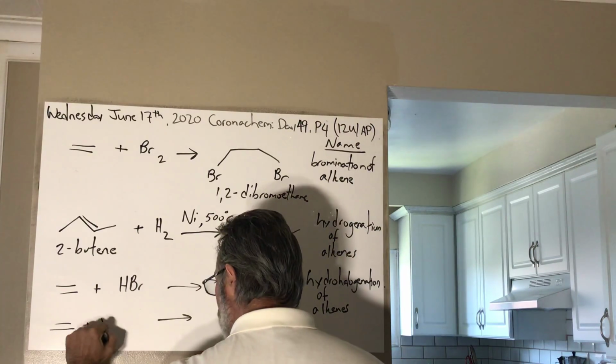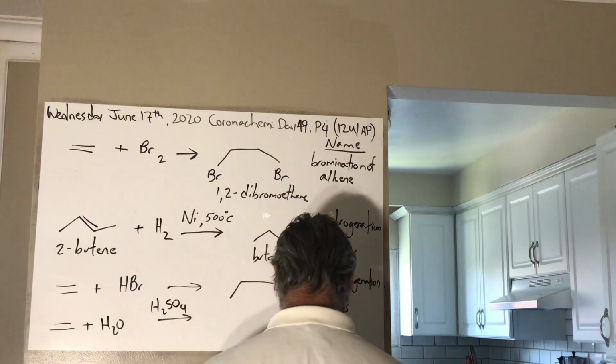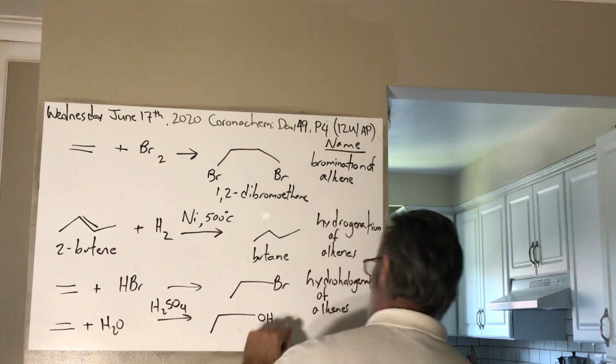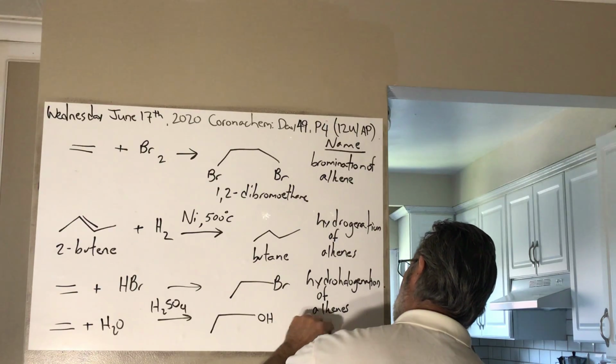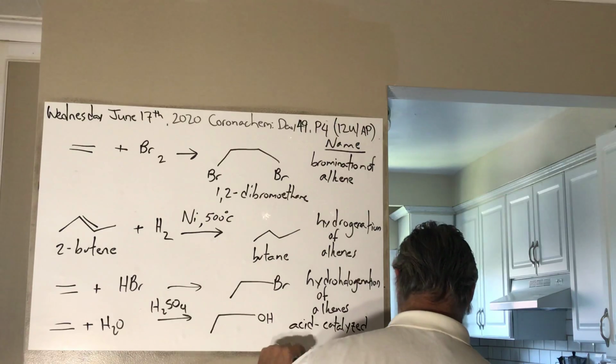if you add water to an alkene, but it has to be catalyzed by a strong acid like sulfuric acid, you will get acid catalyzed addition of water.